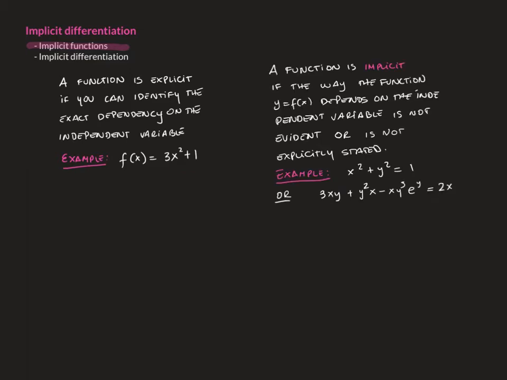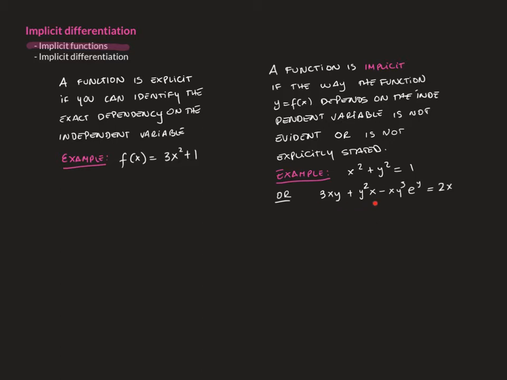Then we are going to say a function is implicit if the way the function depends on that variable x is not evident, or if it's not explicitly stated. For example, here we have two cases. The first one is this relation, x squared plus y squared equals 1, an example of a case where the dependence is not explicitly stated. But in principle, we can solve this equation for y and turn it into an explicit function.